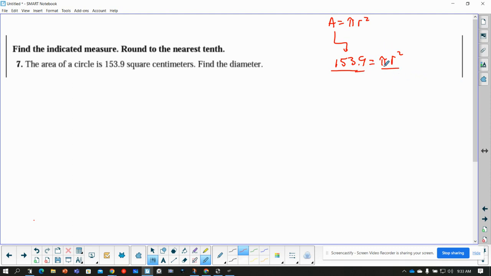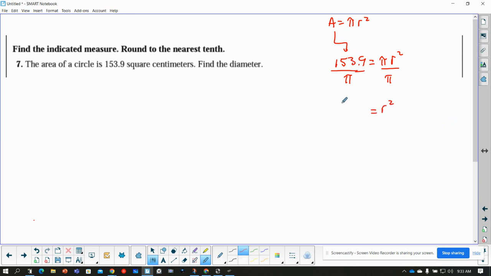First of all, treat this pi just like a number because it is a number, right? It's a weird number, but it's a number. It's the number 3.14159, and it goes on forever. So we just write the symbol to represent it. Okay, so we're going to divide both sides by pi. Now, on the right-hand side of this, these pi's would cancel out, leaving me with just r squared.